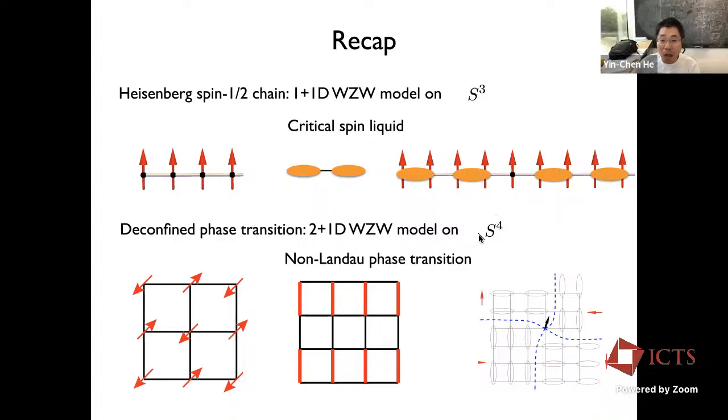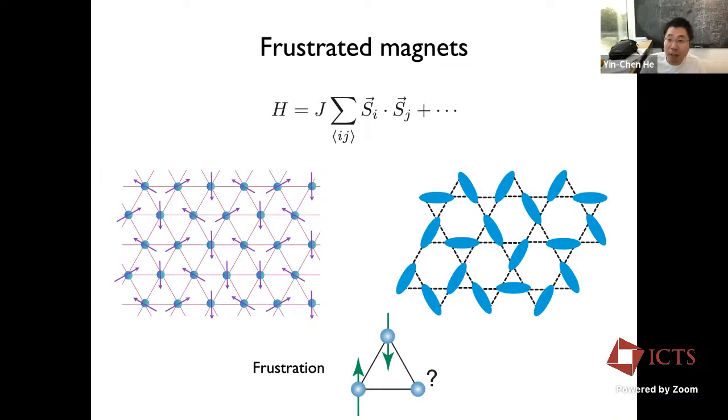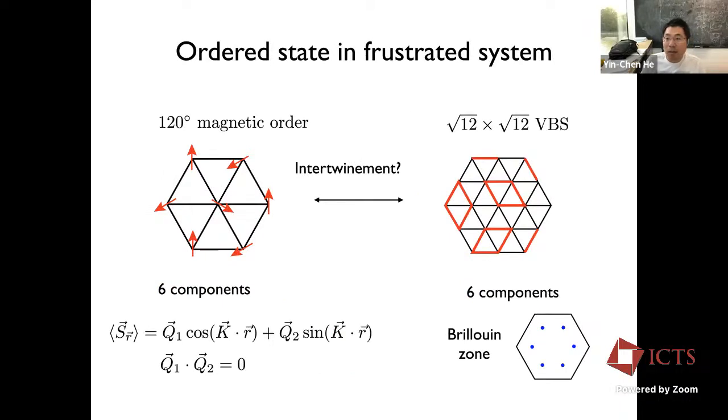conformal field theories. Okay, so now let's move on to more non-trivial examples. That is the Dirac spin liquid. As you may know, the Dirac spin liquid happens in frustrated magnets, like triangular or kagome. And typically in those frustrated magnetic systems, the magnetic order or valence bond order we find is a bit more complicated. One famous example is this 120-degree order, as drawn here. And you can also find some complicated-looking valence bond solids, like here, this is called the root 12 by root 12 VBS.